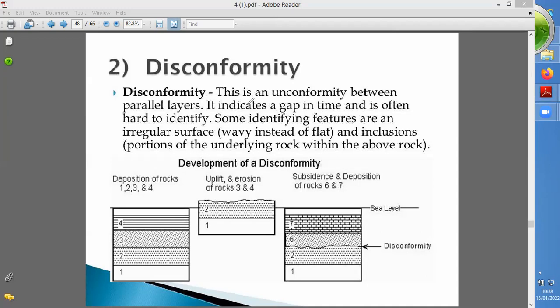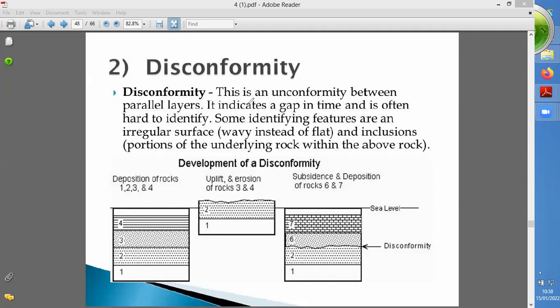The rocks which are present above the unconformity are horizontal. In the angular unconformity we have seen that both the series, the younger and older series, are not parallel to each other. But here in the second type of unconformity, known as the disconformity, the younger and older series are always parallel to each other.